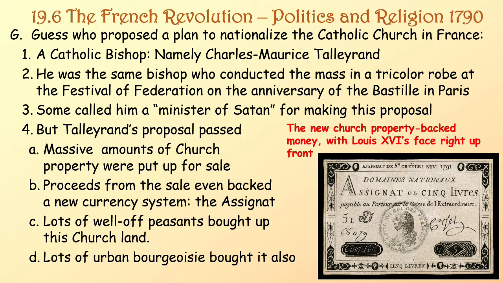But Talleyrand's proposal passed. Massive amounts of church property were put up for sale. Proceeds from the sale even backed a new currency system, the assignat. Lots of well-off peasants bought up this church land, and lots of urban bourgeoisie bought it also. There's a picture of the assignat, a new church property-backed money with Louis XVI's face right up in front.